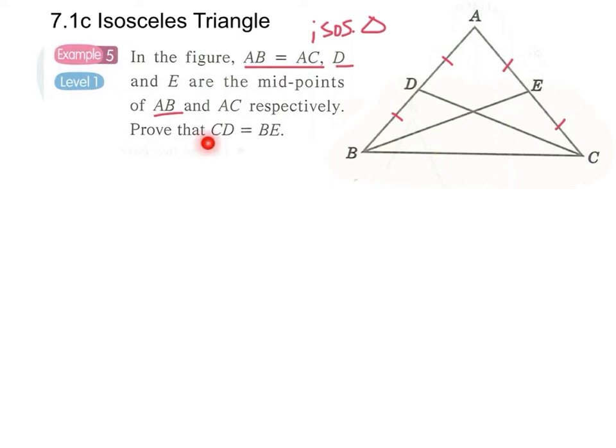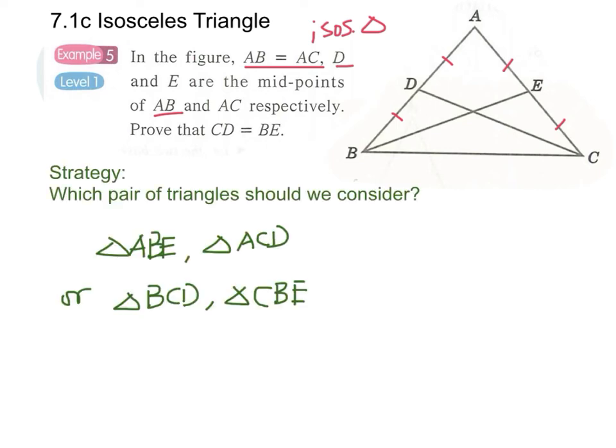And now we have to prove that CD equals BE. Now, can we find a pair of congruent triangles in this figure? And now here comes our strategy. Which pair of triangles should we consider? We have two choices, actually. Triangle ABE and ACD. ABE is here. ACD is here.